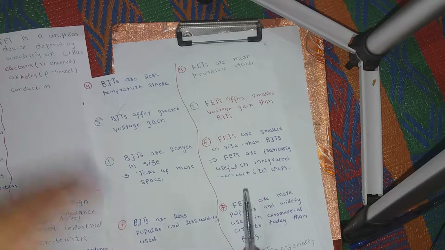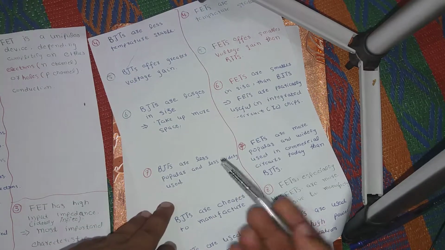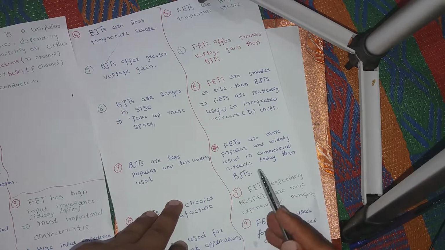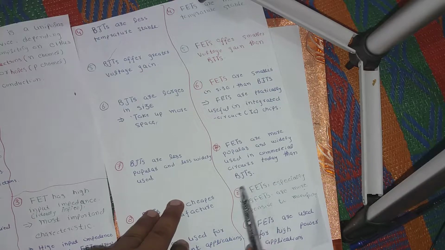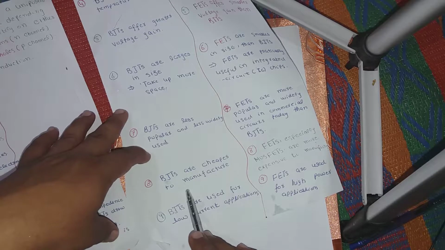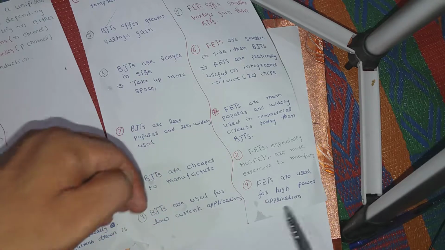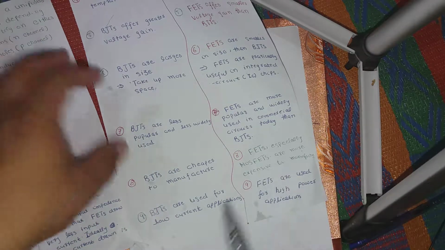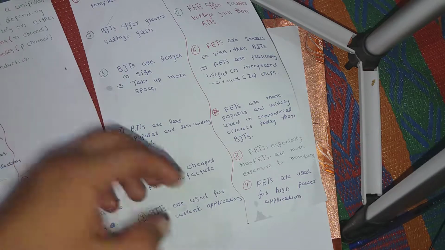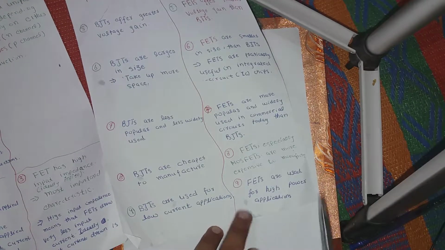Okay, now let us talk about difference number 7, that is BJTs are less popular and less widely used. And FETs are more popular and widely used in commercial circuits today than BJTs. This is self-explanatory, right? Now difference number 8, that is BJTs are cheaper to manufacture, and FETs, especially MOSFETs, are more expensive to manufacture, right? Now difference number 9, that is BJTs are used for low current applications, and FETs are used for high power applications. This is also self-explanatory, right?